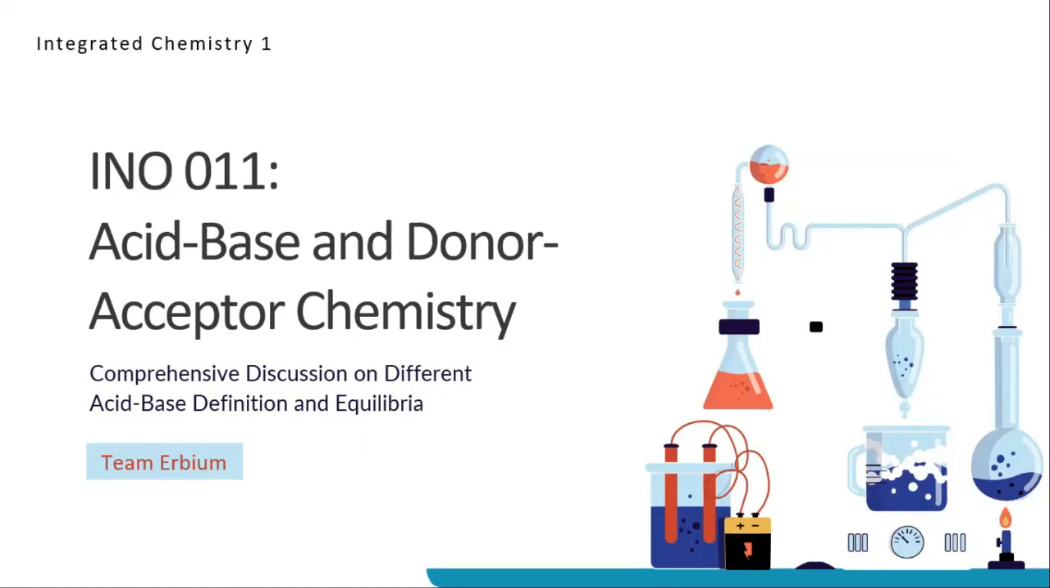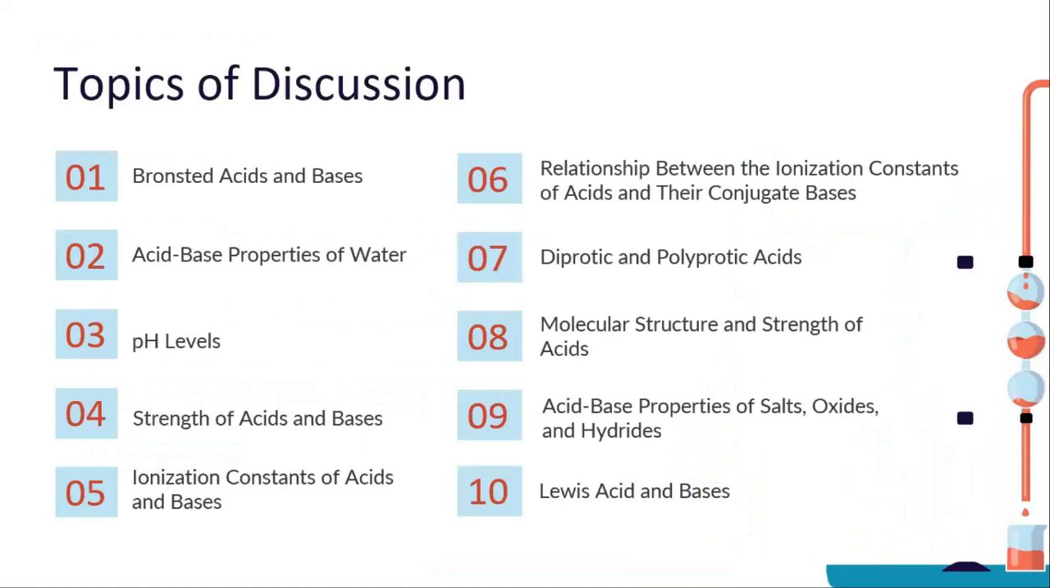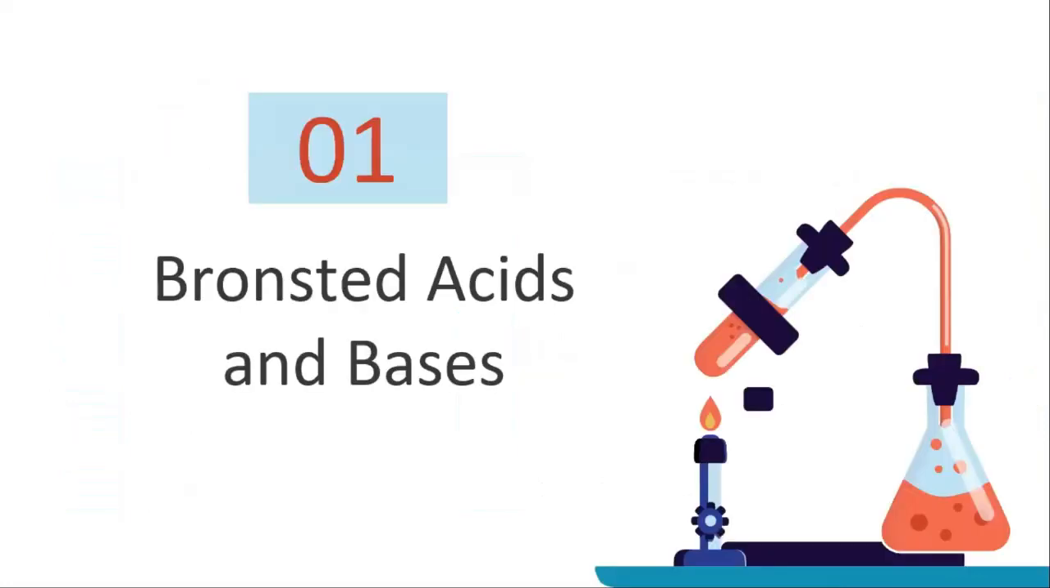In particular, we will be covering Bronsted acids and bases, acid-base properties of water, pH levels, strength of acids and bases, ionization constants of acids and bases, relationship between the ionization constants of acids and their conjugate bases, diprotic and polyprotic acids, molecular structure and strength of acids, acid-base properties of salts, oxides, and hydrides, and lastly, Lewis acid and bases. The concept of acids and bases has been defined many times in different ways.